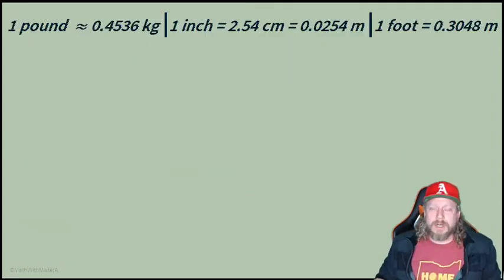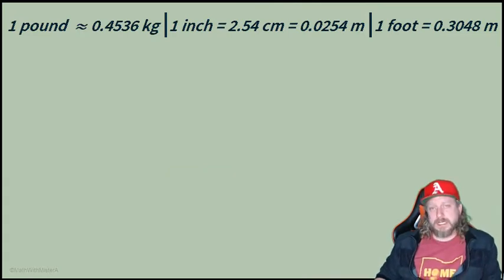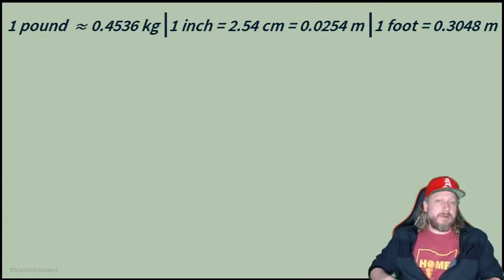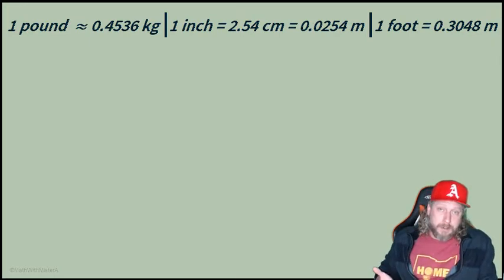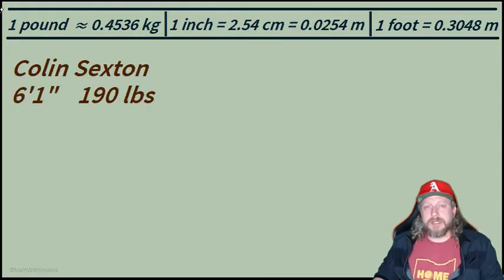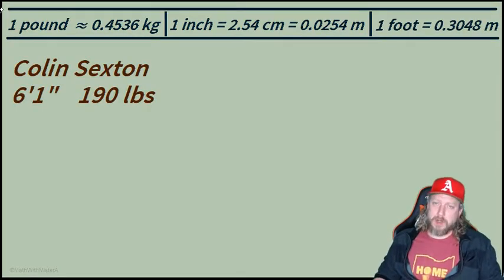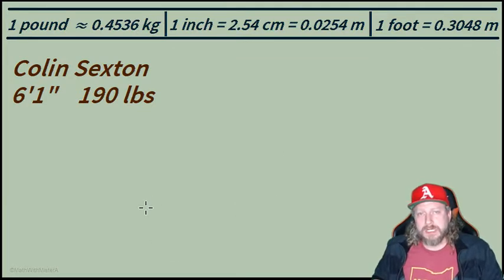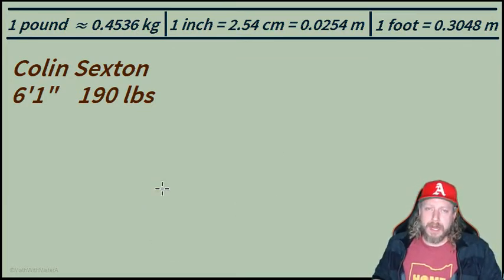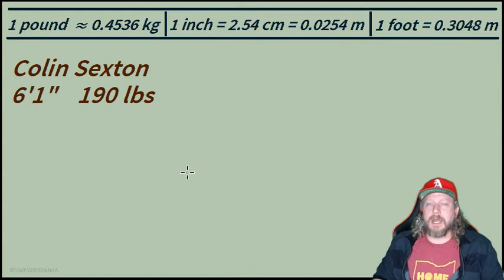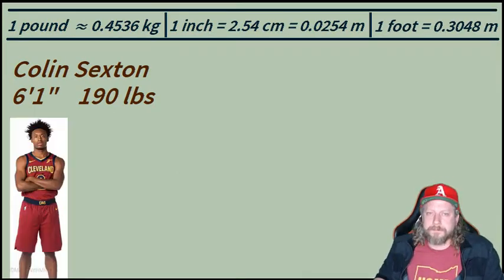So I went on Google and I found these conversion factors that we're going to need to convert units to make sure we have our height in meters and our weight in kilograms. And for our example, we're going to use Collin Sexton, pro basketball player for the Cleveland Cavs, who is 6 foot 1 inch and 190 pounds according to his profile on NBA.com that I looked at last night. Let's take a quick look at the man.